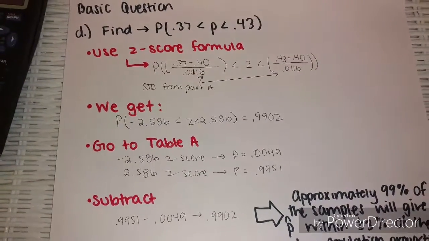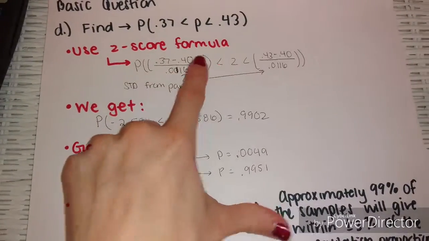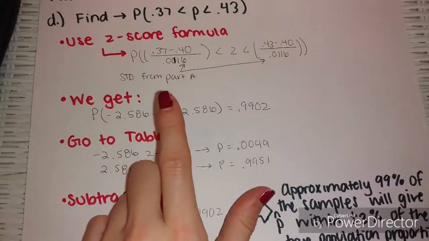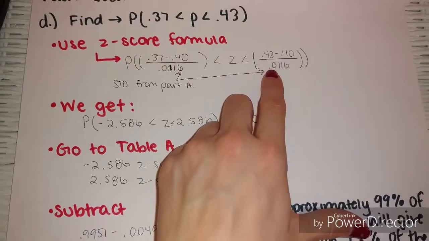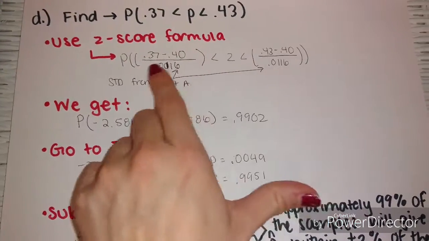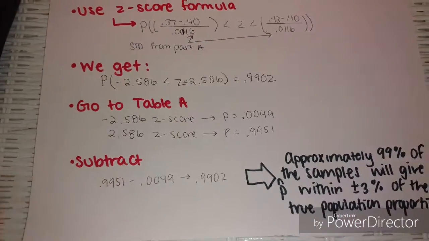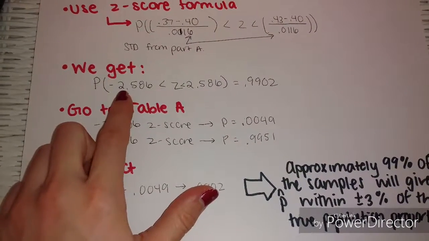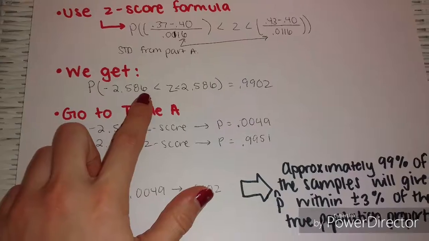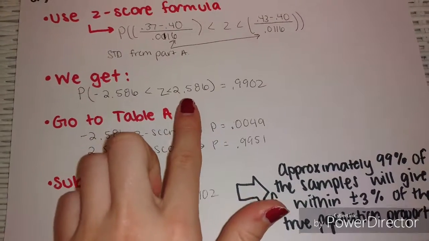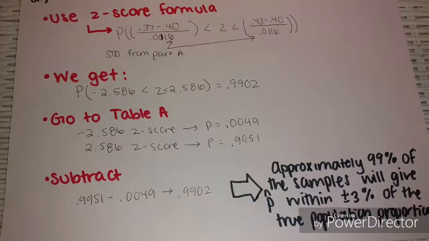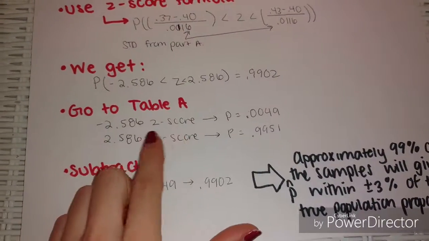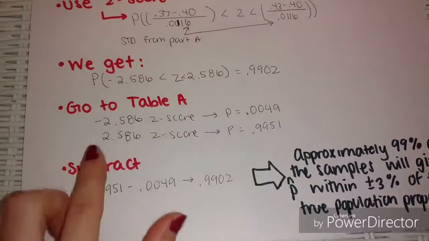we're going to use our z-score formula and plug in those values. And then we're going to take our standard deviation that we found in part A, right here, our 0.0116, plug that in as well. From that we get the probability of negative 2.586 is less than z, which is less than 2.586. And we go to table A from there, and we find the z-scores for these individual values.